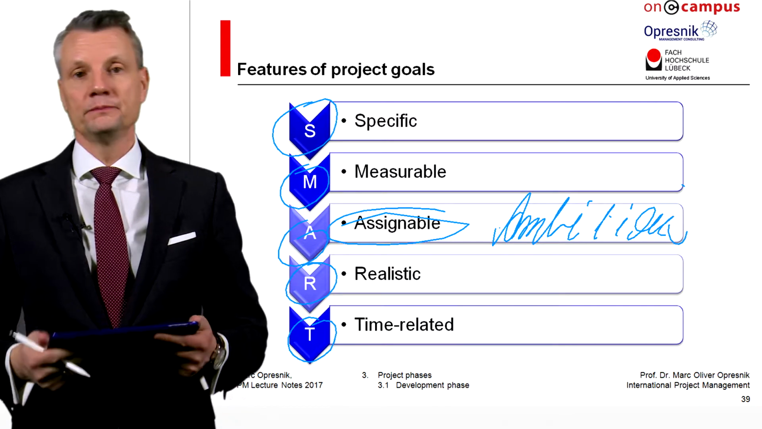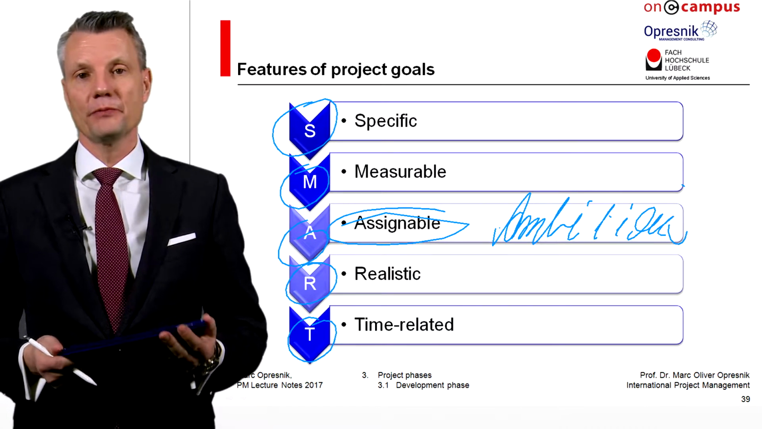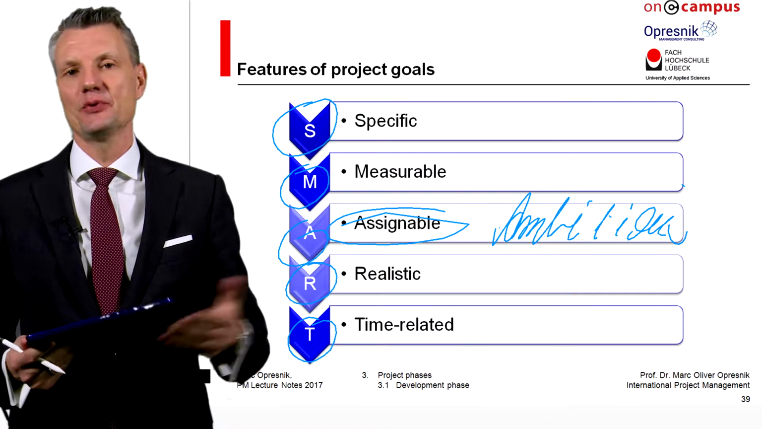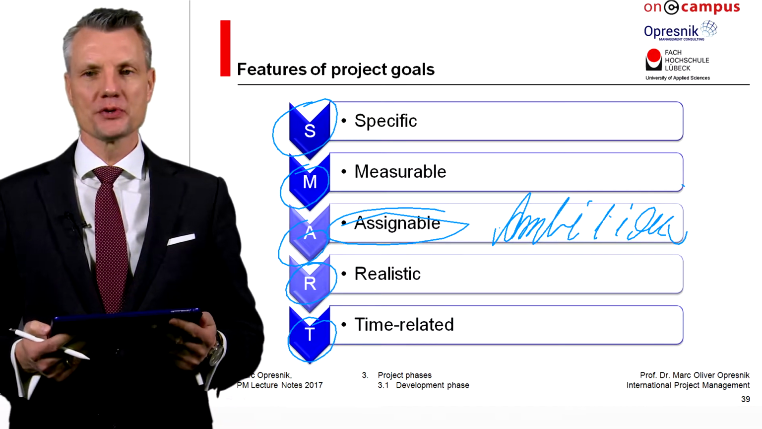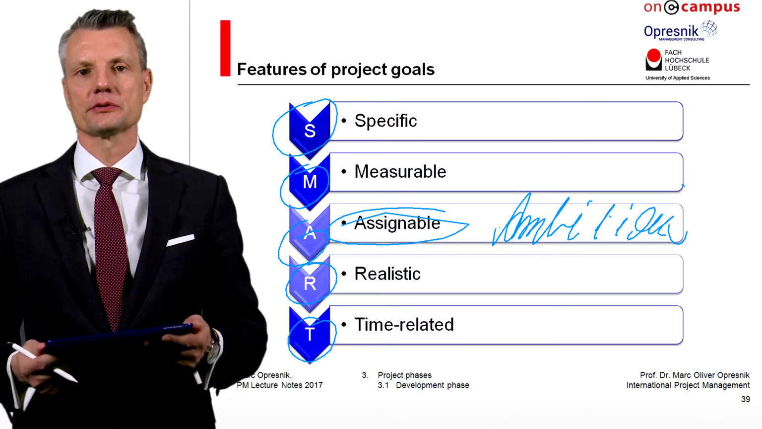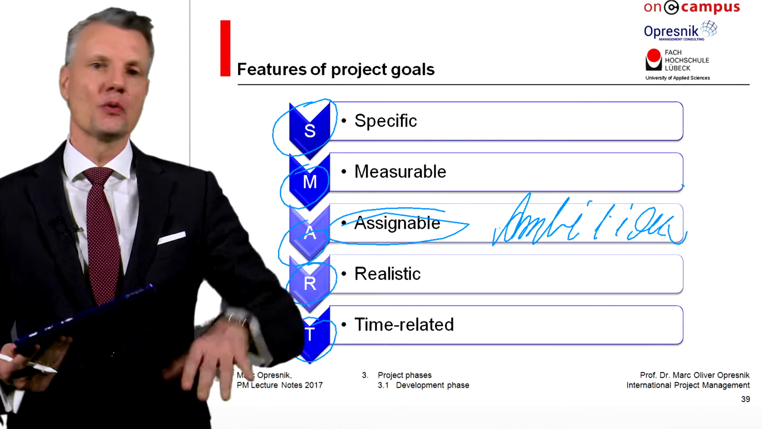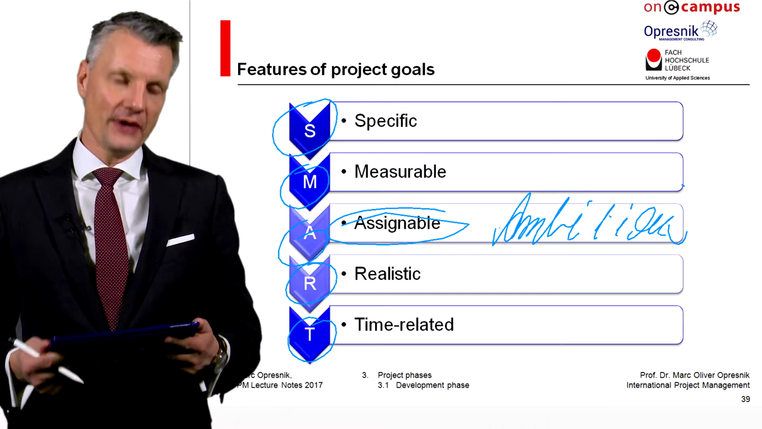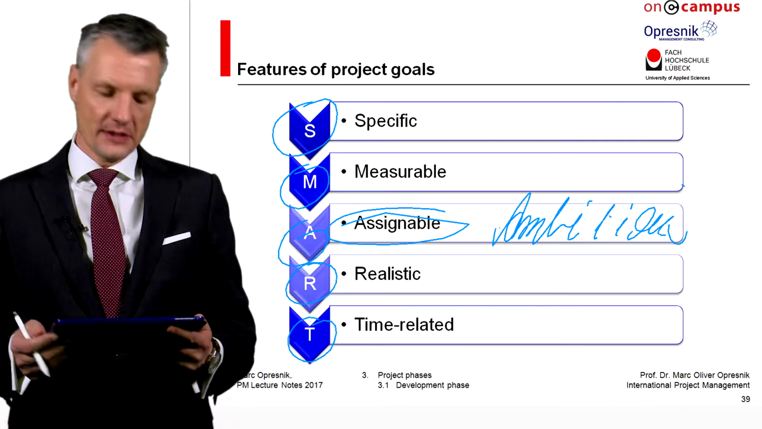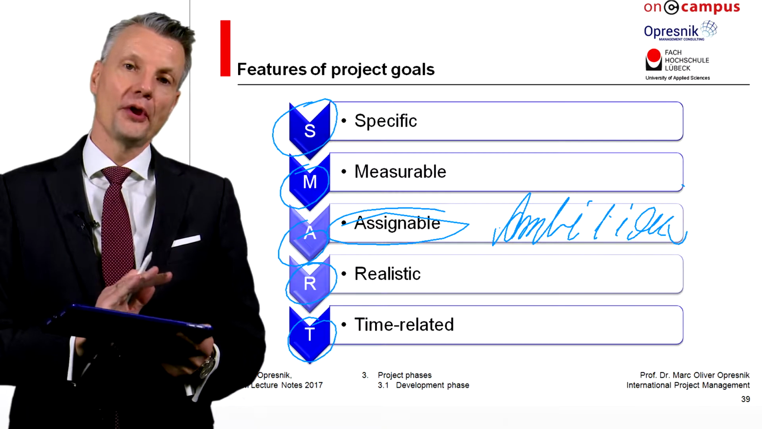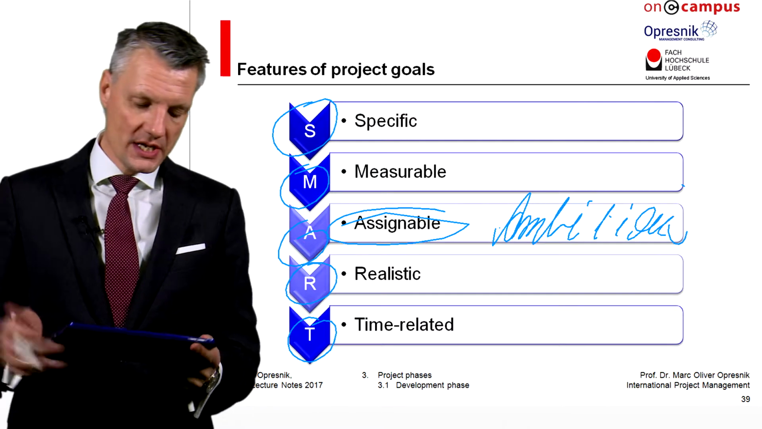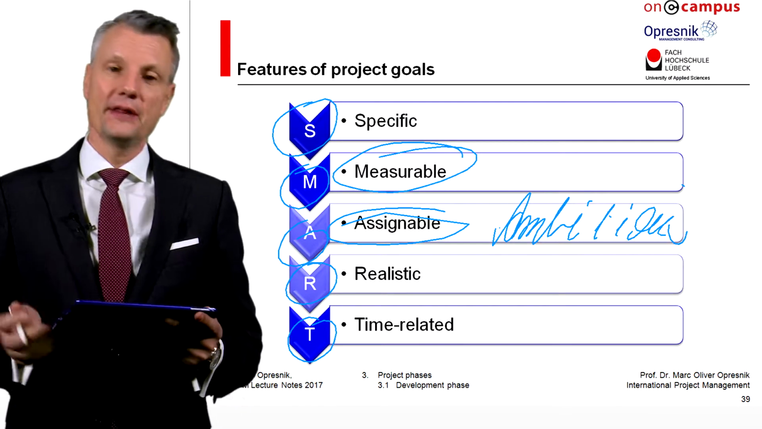What does it mean? If you, for example, state that you want to establish a customer relationship management system, which involves a loyalty card, and you want to increase customer satisfaction significantly, this is not a SMART goal, because what does it mean, increasing customer satisfaction? You cannot really measure that, can you? And this is the issue.